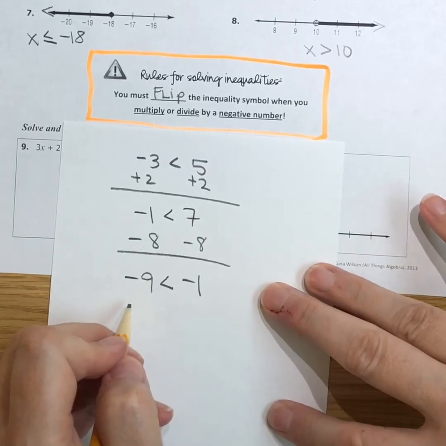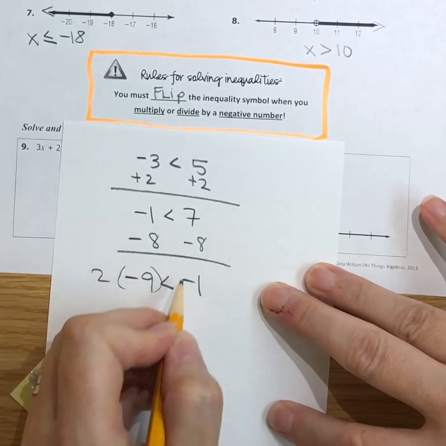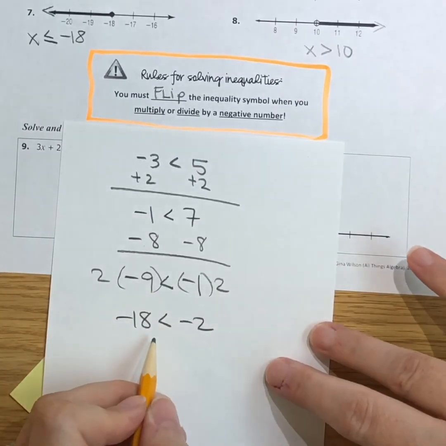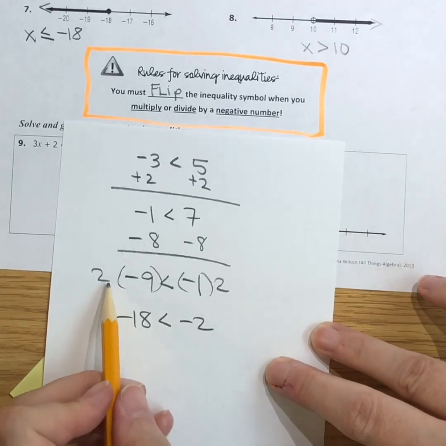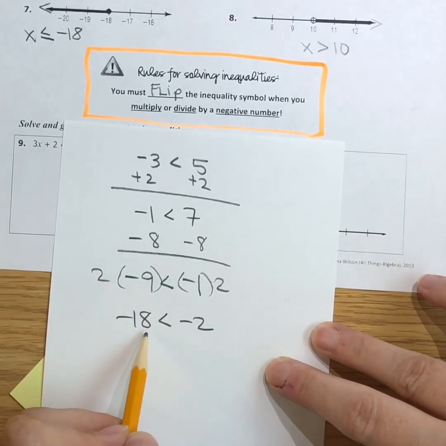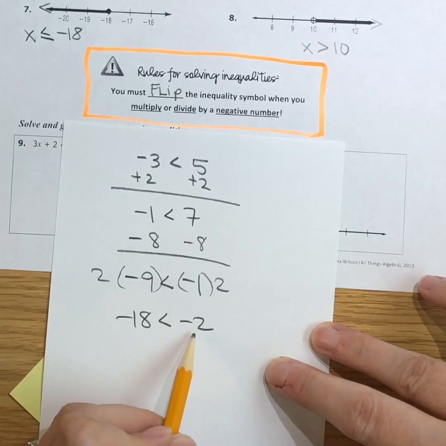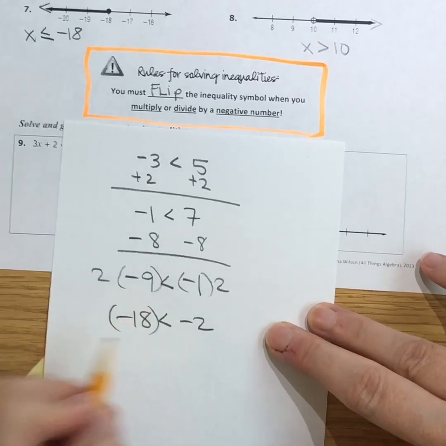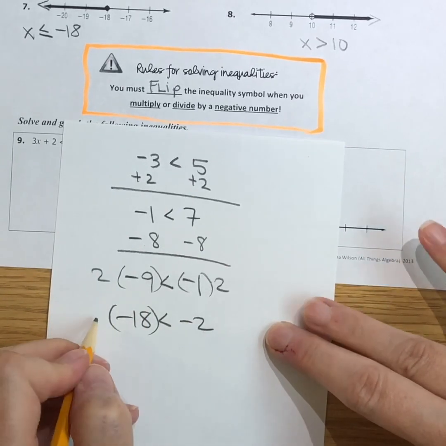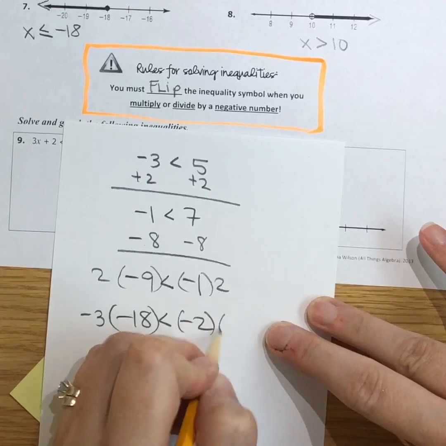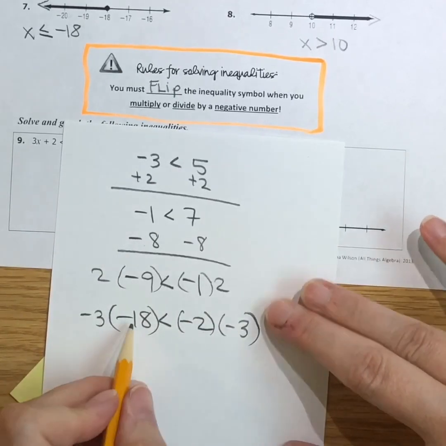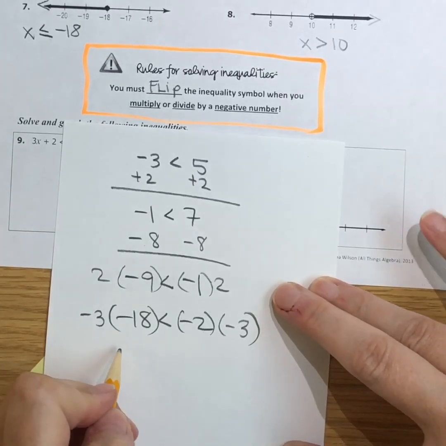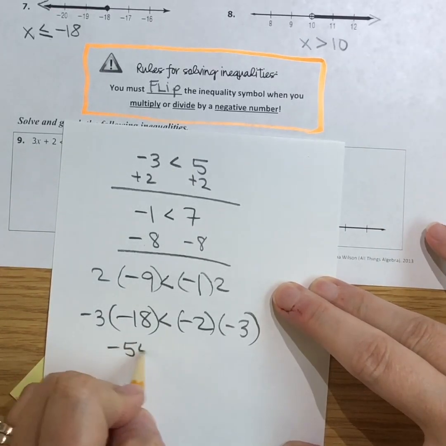Now let's say I multiply by 2 on both sides. So then I get -18 is less than -2. Well, that's still true because -18 is further away from 0 and -2 is still closer to 0, so that's why -18 is less than -2. Now let's say I multiply by -3. Okay, well, negative times a negative is positive, and 3 times 18, well, let's see, that's -54.